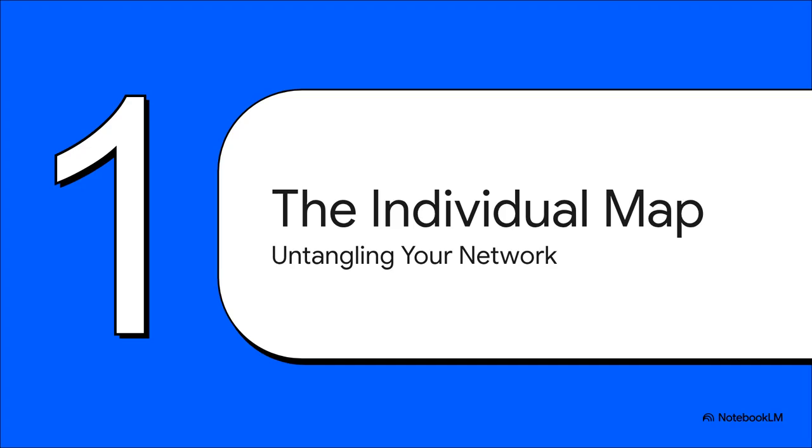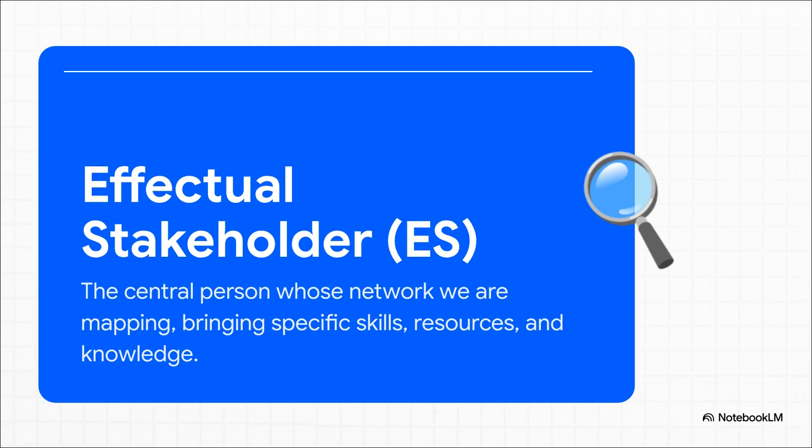All right, so we're going to start by untangling your project network, but we'll do it one connection at a time. The fundamental building block for all of this is what's called the individual map, and it always begins from a single person's point of view. Okay, first up, we need to identify our effectual stakeholder, or just ES for short. This is the person at the center of the map, the perspective we're looking from. It could be you, it could be your team lead, anyone. What's really key here isn't just who they are, but what means they have. You know, their unique skills, their specific knowledge, the resources they bring to the table.